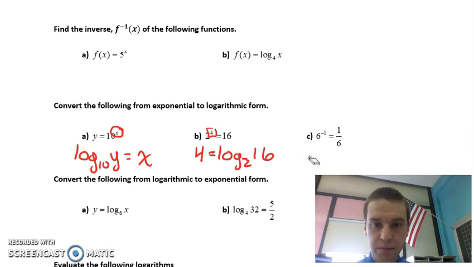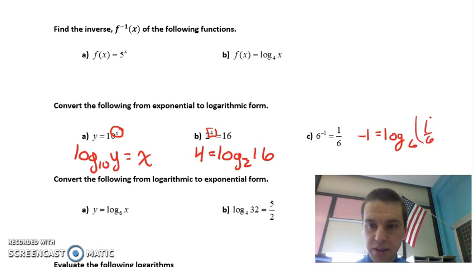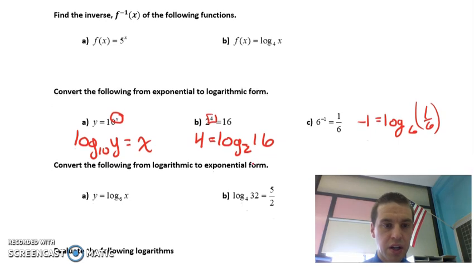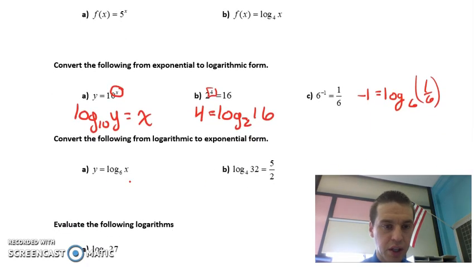Negative 1 equals log base 6 of 1/6. And sometimes we put parentheses if you think you could get confused with that. Okay. Let's go to the next part.